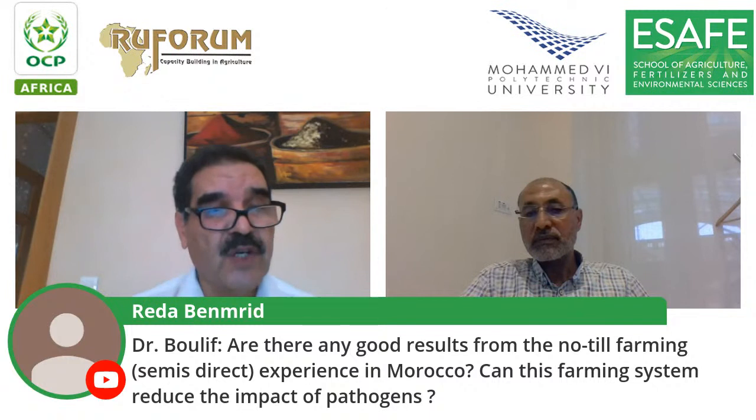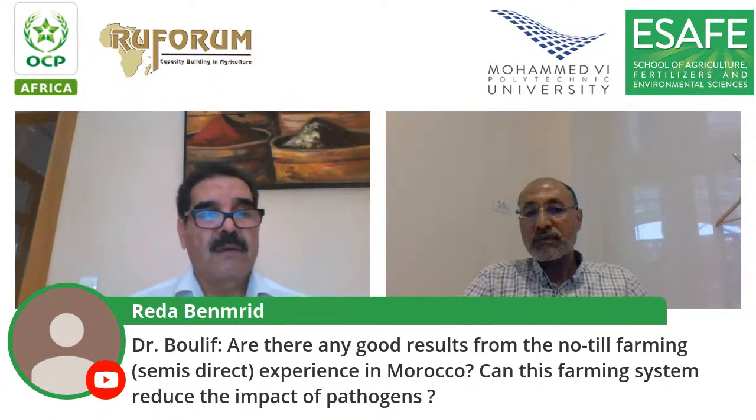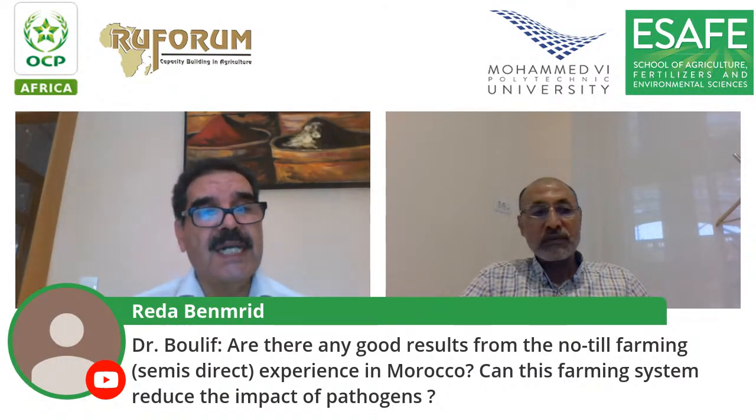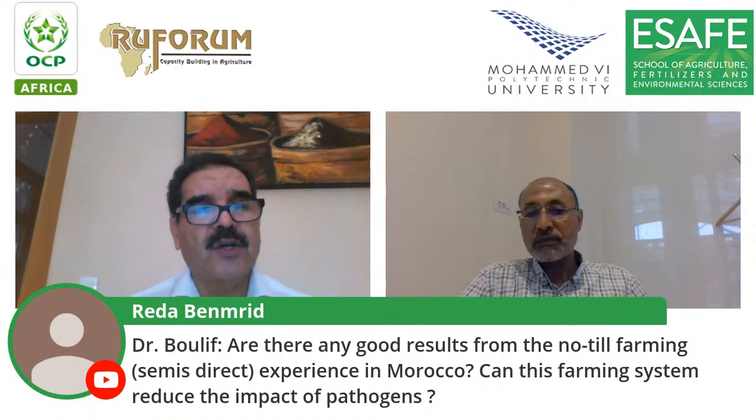And there are successful experiences in the northwest part of Morocco at Hadkourt. One farmer did succeed in producing 9 tons per hectare of wheat using the no-till system.